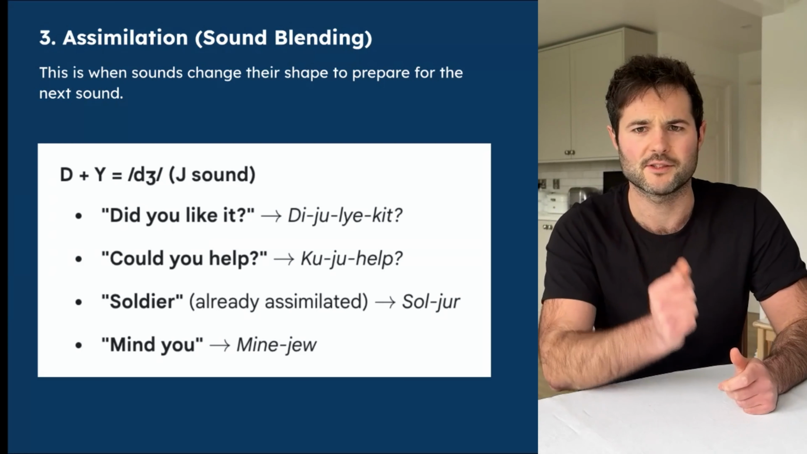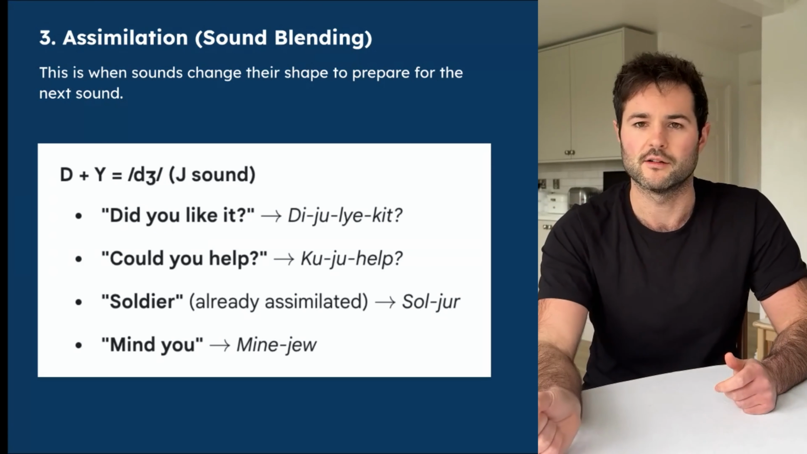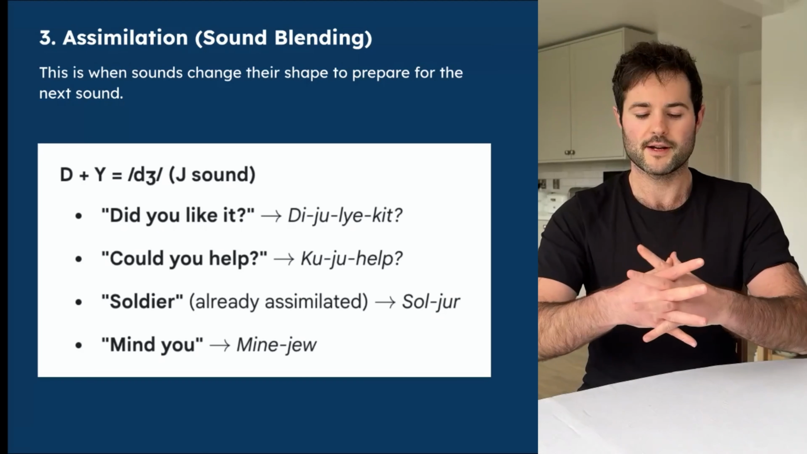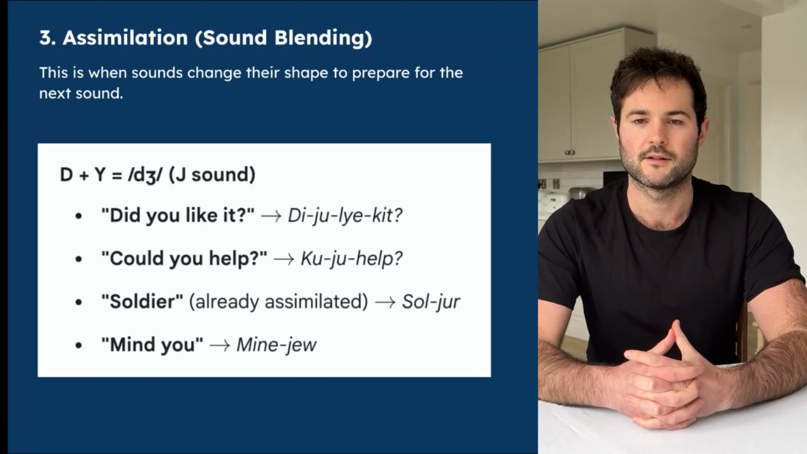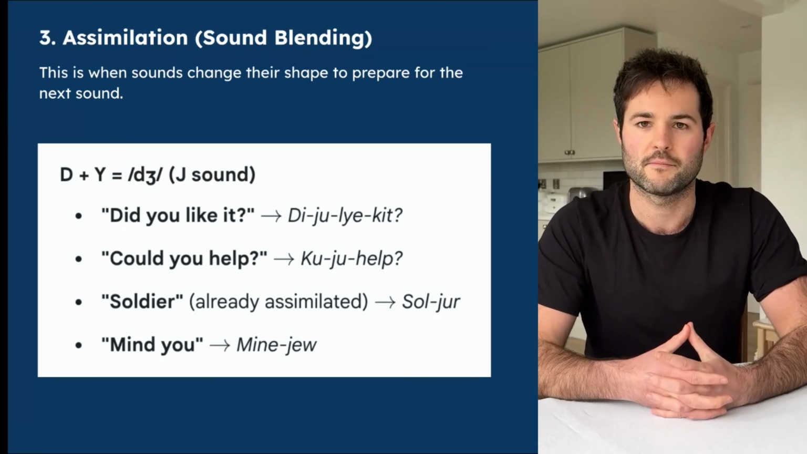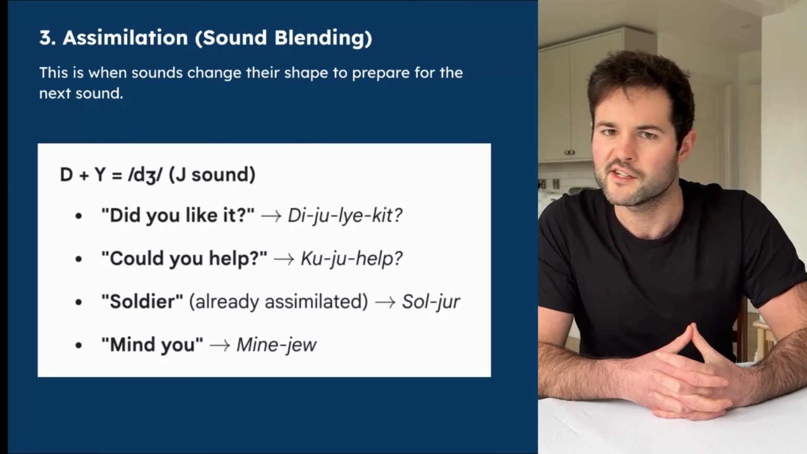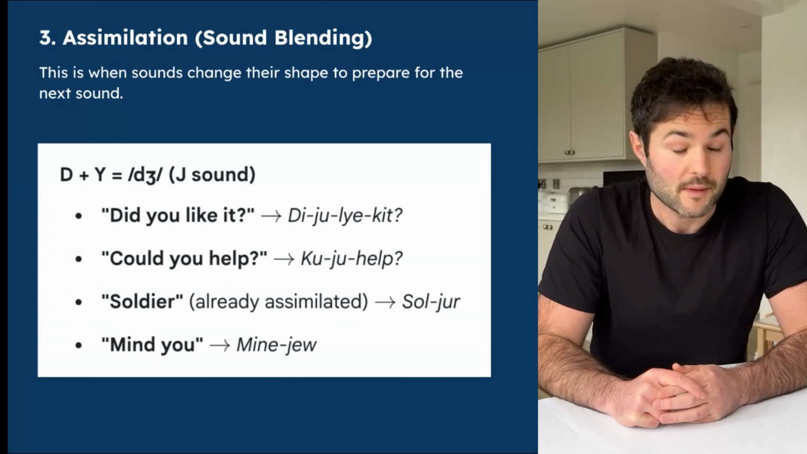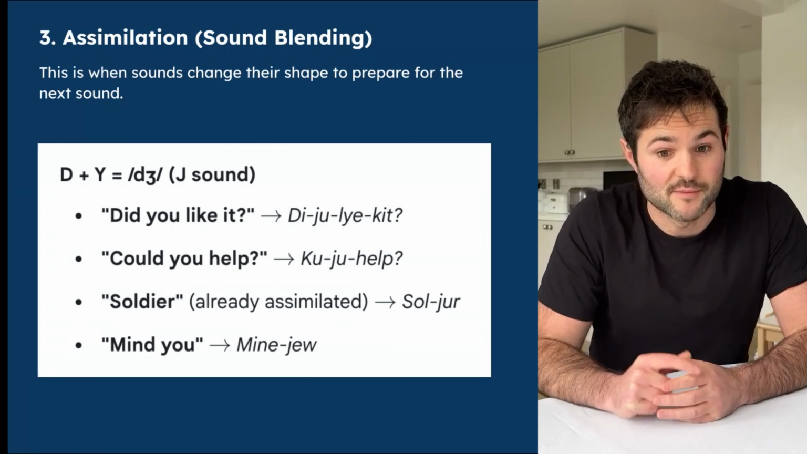And then just a little word. Soldier. Here this is weird because it's actually already assimilated, so we don't need to link anything. But the pronunciation isn't soldier with a D sound, it's soldier with a J sound. Yeah. I'm glad I don't have to work as a soldier.